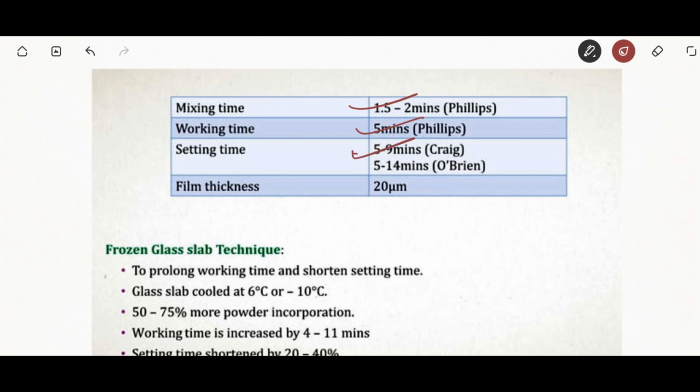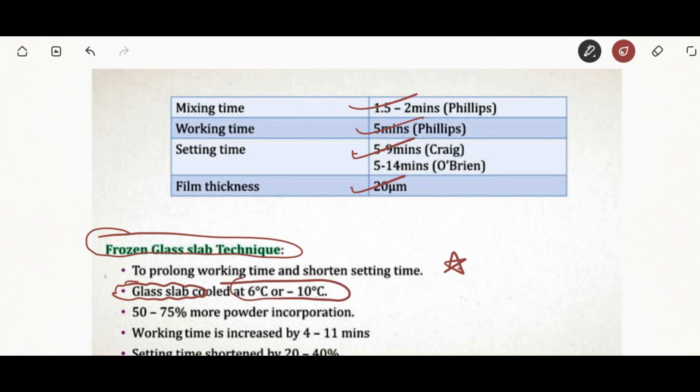So according to Phillips, the mixing time is 1.5 to 2 minutes, working time is 5 minutes, and the setting time is 5 to 9 minutes. What is the frozen glass slab technique? To prolong the working time and shorten the setting time, the glass slab is cooled at 6 degrees Celsius or minus 10 degrees Celsius. So that is the frozen glass slab technique.